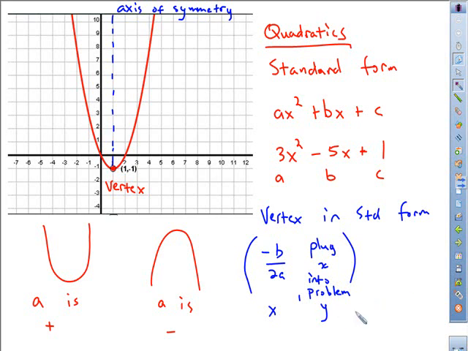It'll make more sense once we do an example. But just remember, if the quadratic is in standard form and you need to find the vertex, first you will find x using negative b over 2a, and then once you find out what x is, you take that and plug it into the problem to find y.